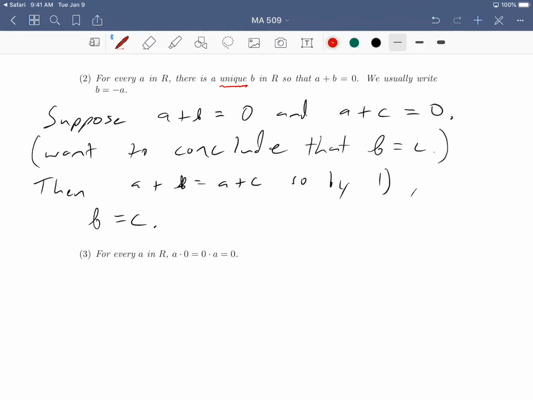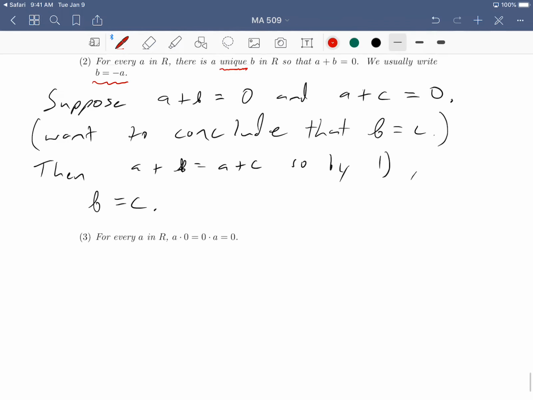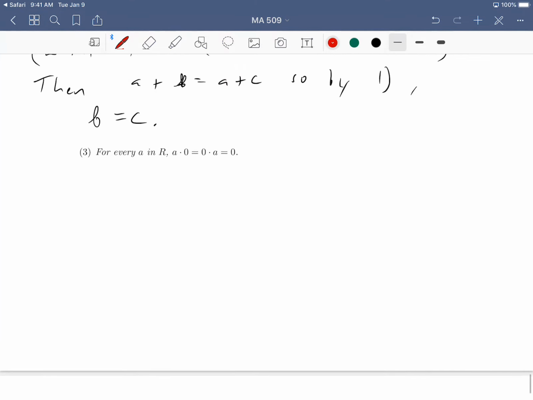So doing this, showing that there's a unique additive inverse, is what lets us give it a name. If there were multiple additive inverses, we couldn't give it its own symbol of minus like this. So saying there's only 1 of them means I can give it this name. I can call b just minus a.